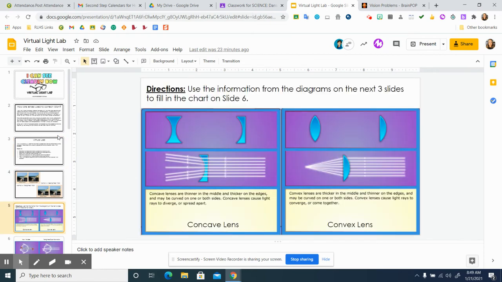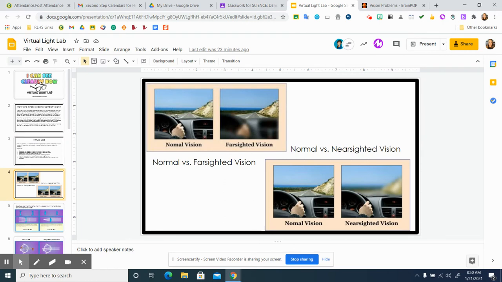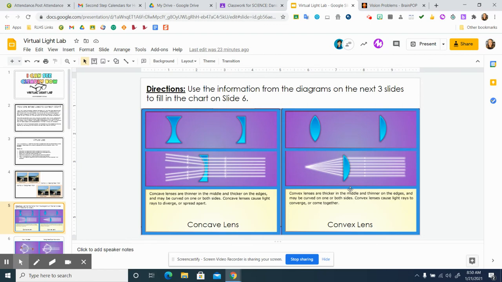So on this slide, it shows you normal vision versus farsighted, so you can't see right in front of you, and normal-sighted versus nearsighted vision, where you can't see far away. So this is a diagram of different lenses and what their shapes look like.